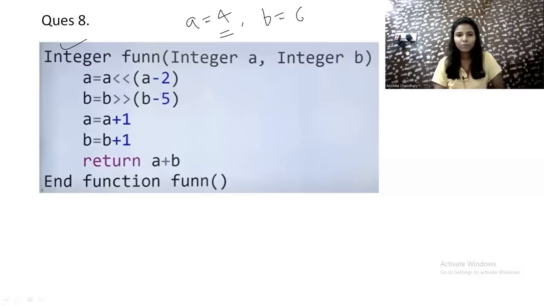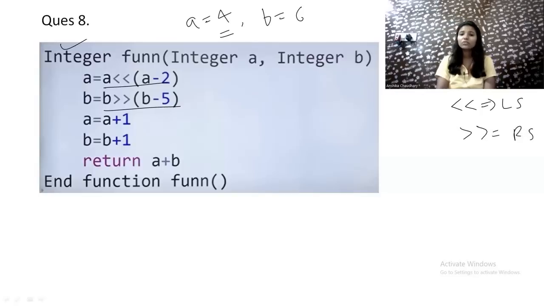Okay, now we have to perform some operations on these. So what is this operation? This is the left shift operator, and what is this? This is the right shift operator. If you find some confusion in these, let me give you a trick to remember it. If its beak is on the left side, then it is the left shift operator, and if its beak is on the right side, then it is the right shift operator.